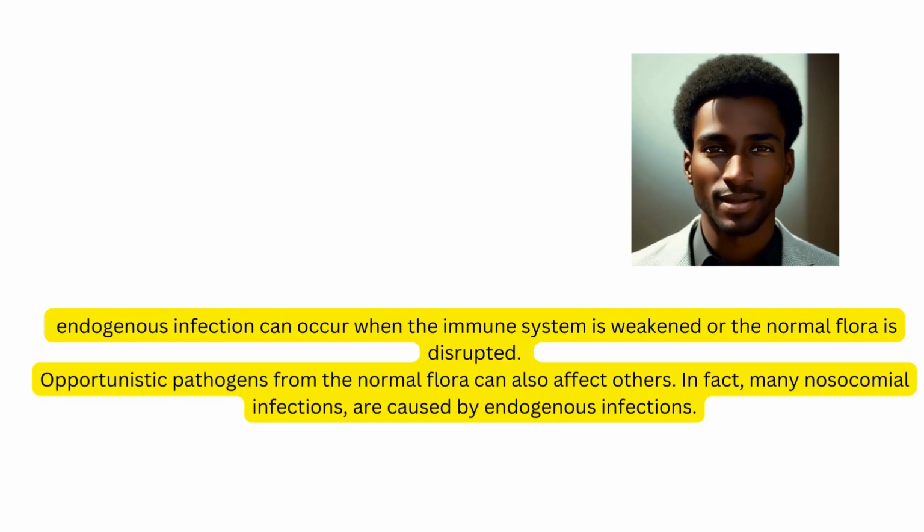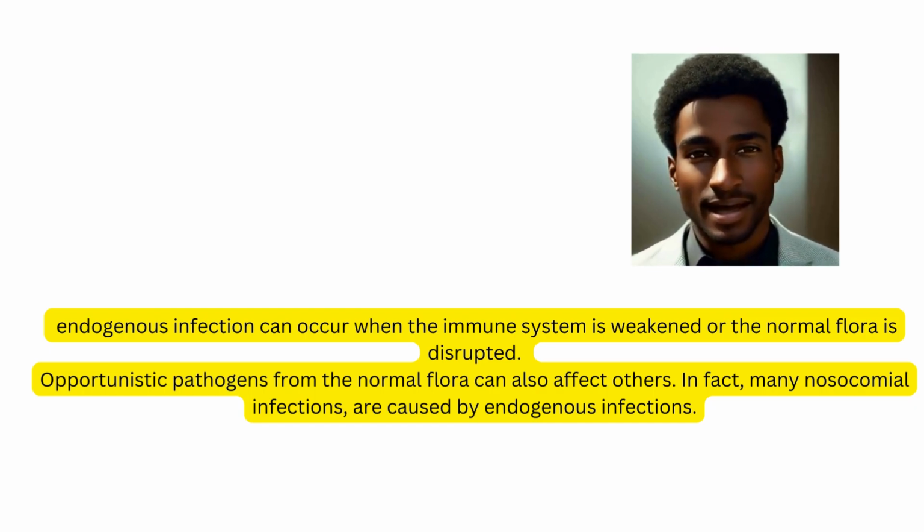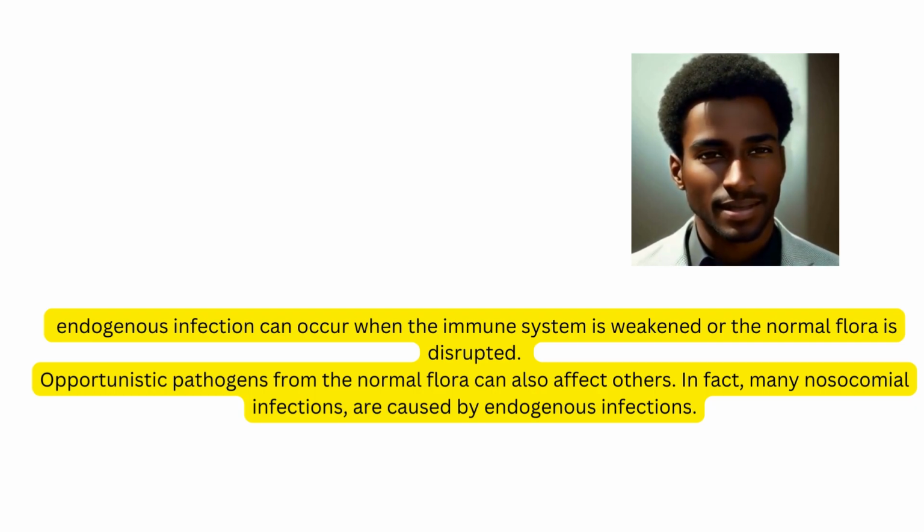Let's clarify some terms. Infections that arise from a person's own flora are known as endogenous. There are a couple of ways this can happen. For instance, a bacterium that typically resides in one part of the body can spread to another. Alternatively, an endogenous infection can occur when the immune system is weakened or the normal flora is disrupted. Opportunistic pathogens from the normal flora can also affect others. In fact, many nosocomial infections are caused by endogenous infections.